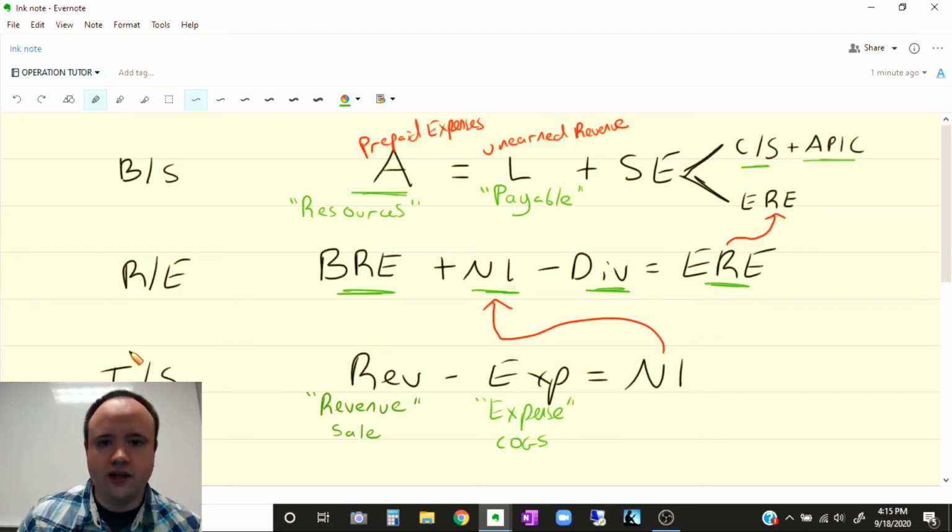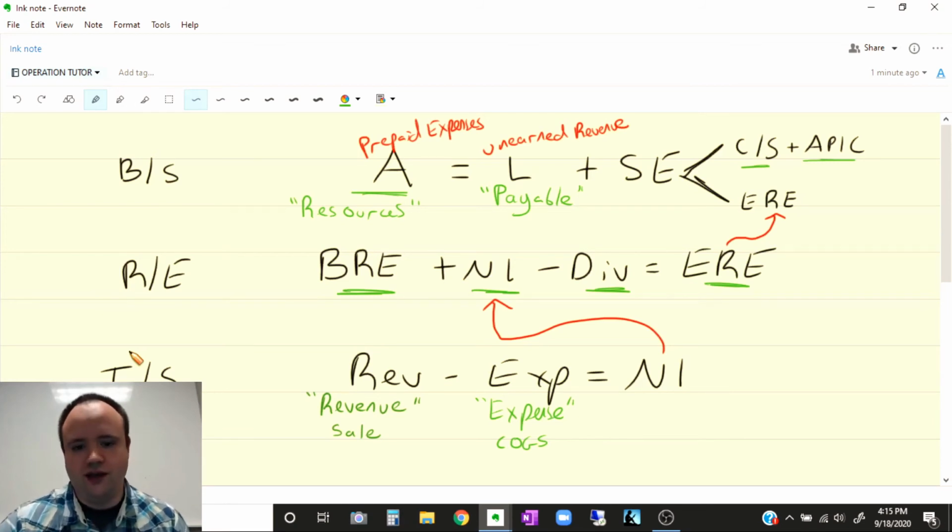But I'll have another video about how to fill out a statement or how to structure a statement on blank paper using these equations if you have to. But as far as what's going to increase assets or decrease liabilities, things like that, it's important to know what accounts fall into these various categories. So there you have it.